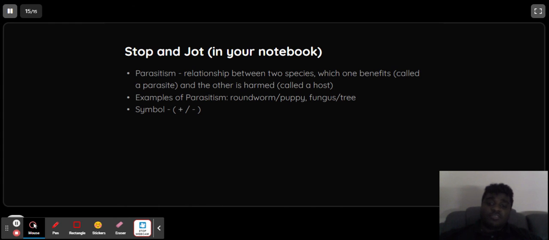So, parasitism, relationship between two species in which one benefits and the other is harmed. And the symbol here, again, would be a plus and a minus, also known as a parasite host relationship.